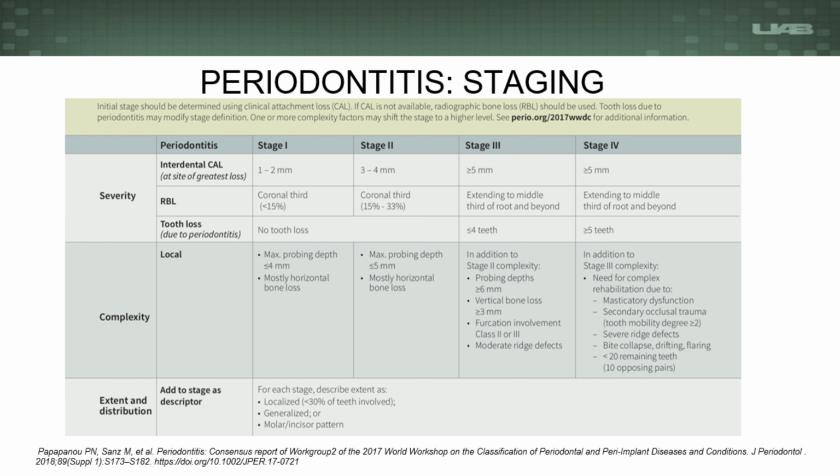And in addition to localized and generalized, you can also describe a specific pattern you may observe. A pattern we sometimes see in teenagers is an incisor molar pattern, and that can be described in here. So what is important to understand is that the first thing you do is you diagnose the patient with periodontitis. Then you look at the staging, and then following that, you describe whether or not it's localized or generalized.